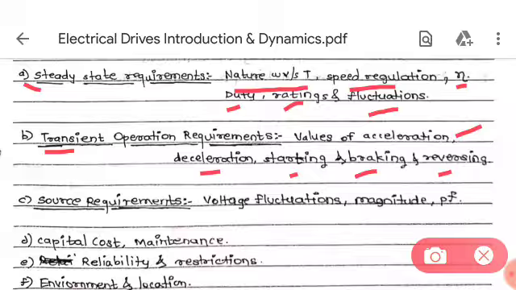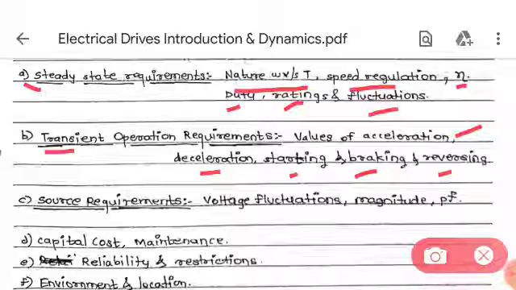So what is the acceleration you want? Means in how much time you want some particular change in the speed. Similarly, deceleration, reduction in the speed in some time. Starting, so how much is the starting time? How rapidly you can reach your final speed from zero speed, that is starting.